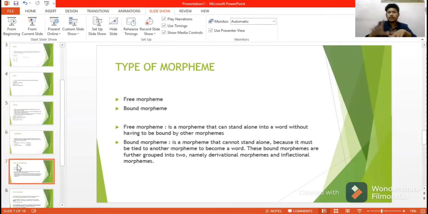We're going to the types of morpheme. There are two types of morpheme, that is free morpheme and bound morpheme. A free morpheme is a morpheme that can stand alone as a word without having to be bound by other morphemes. A bound morpheme is a morpheme that cannot stand alone because it must be tied to another morpheme to become a word. These bound morphemes are further grouped into two, namely derivational and inflectional.